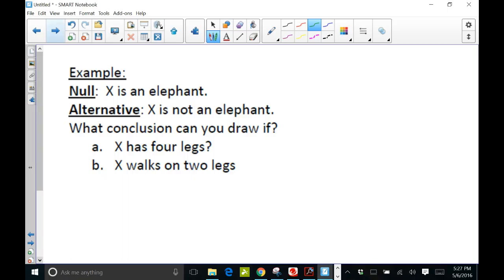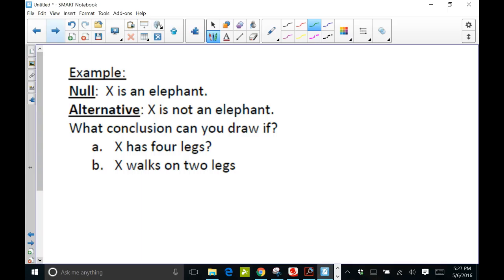Here's a great example of that. If the null is X is an elephant, and the alternative is X is not an elephant, what conclusion can you draw if X has 4 legs? Well, let's think of the p-value. Given that it's an elephant, how likely is it that it would have 4 legs? Very likely. We'd have an incredibly high p-value. But does the fact that something has 4 legs mean it's an elephant? No. We haven't proven it's an elephant. We just haven't proved it's not an elephant.